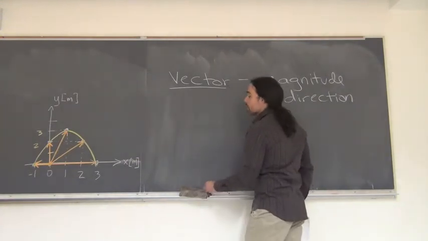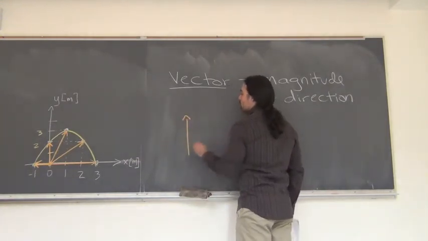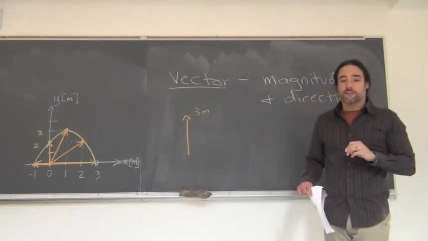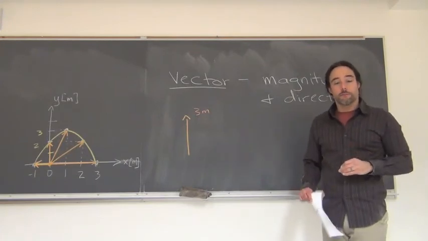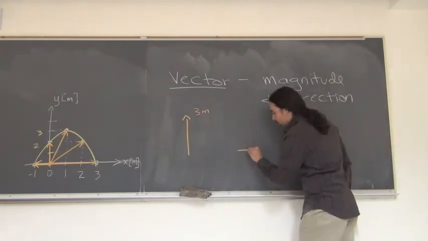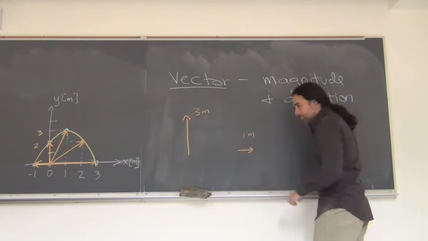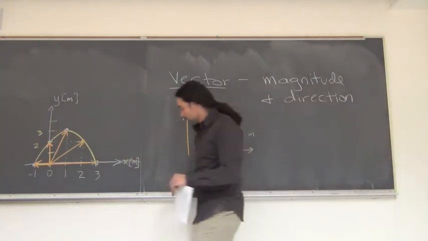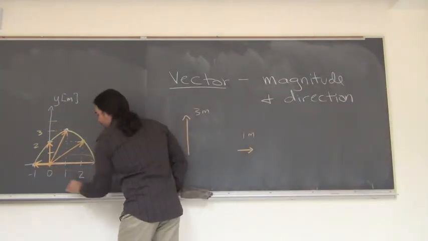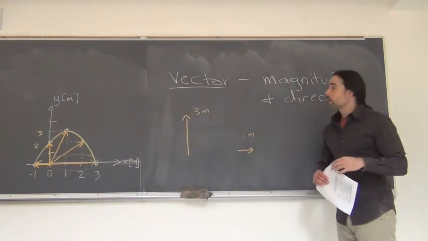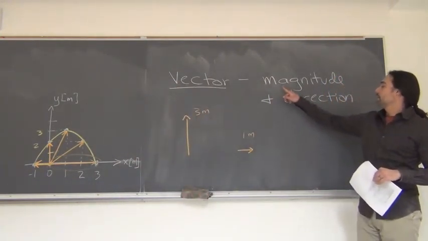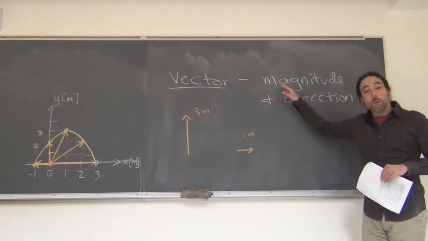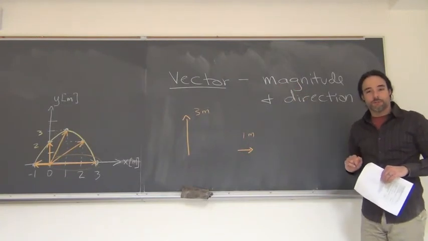So I could have had another vector that had a length of 3 meters, but that's not pointing in the same direction. So that's not the same vector. Similarly, I could have a vector that's 1 meter long, pointed in the x direction. That would not be the same vector as this 3 meter vector because the magnitudes are different. So to define a vector, it needs a magnitude and a direction. And to get the same vector, it needs both the same magnitude and the same direction.